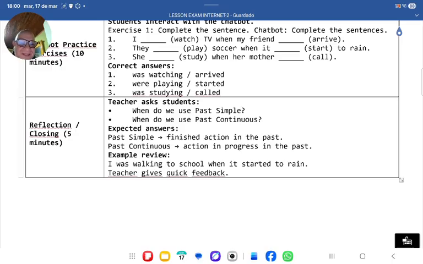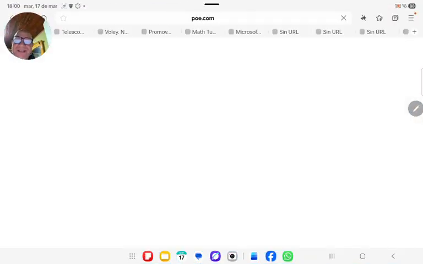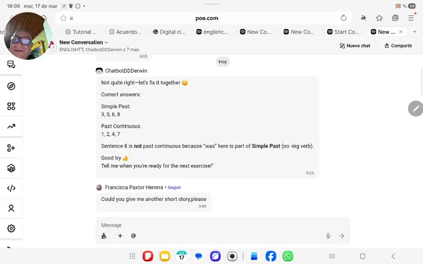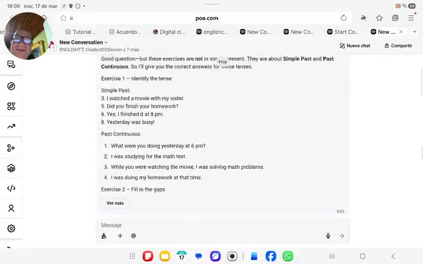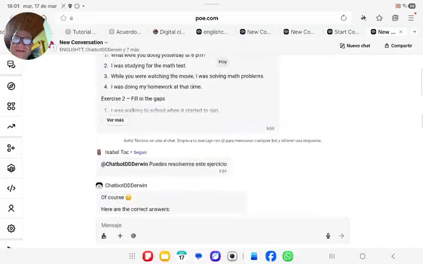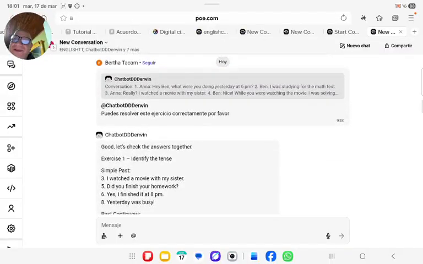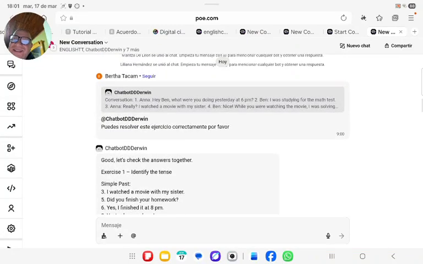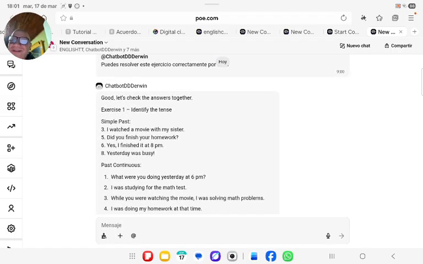Okay, teacher, give me a second. I will show you the chatbot I use with my students. I did it this morning. So let me show you some interaction my students had with the chatbot. For example, one of my students, Berta, wrote in Spanish, "¿Puedes resolver este ejercicio correctamente, por favor?" And the chatbot gave the right answers.